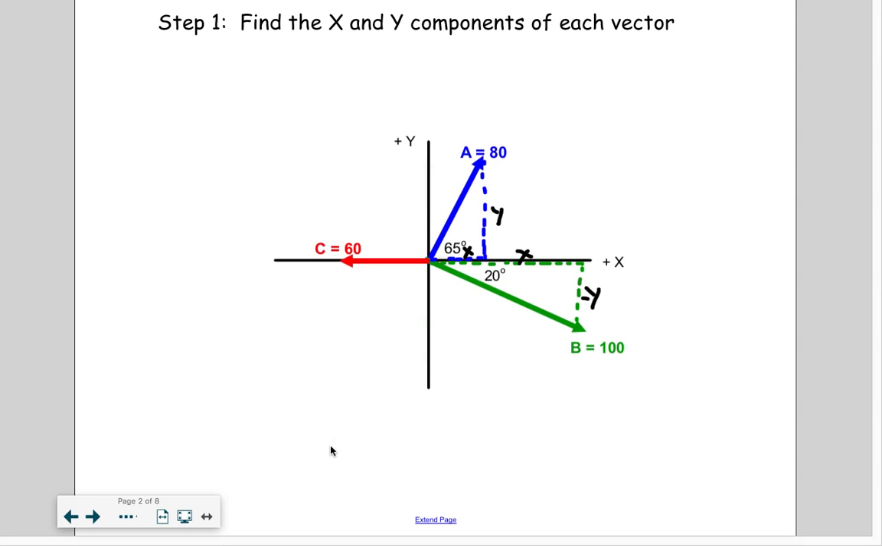Okay, so we're looking at the x and the y components. Take a second here, look at that triangle, and see if you can determine whether you're going to use sine or cosine for the x and sine or cosine for the y.